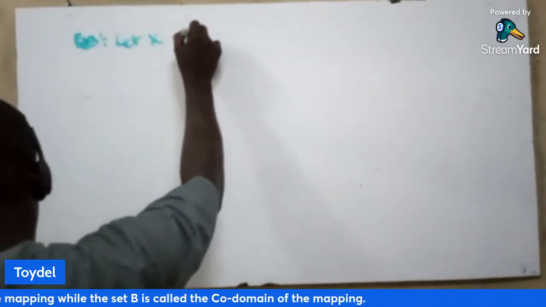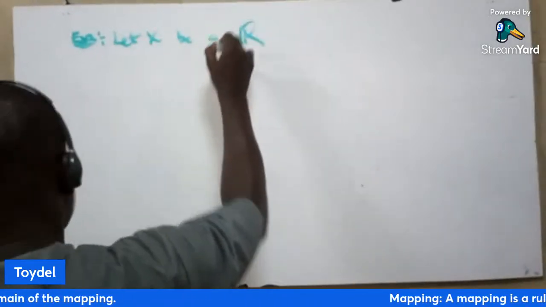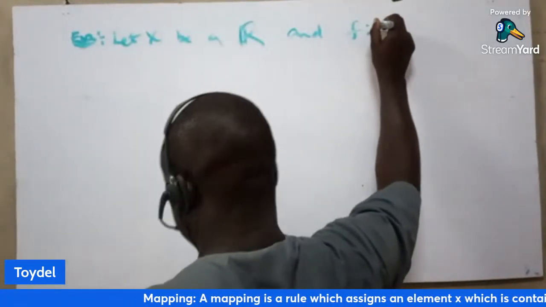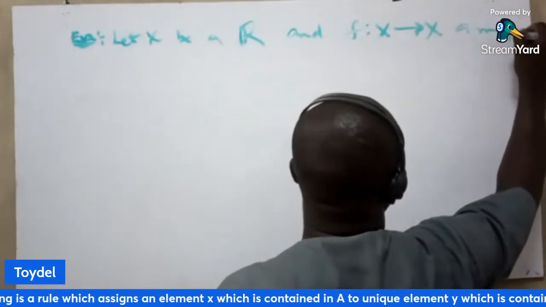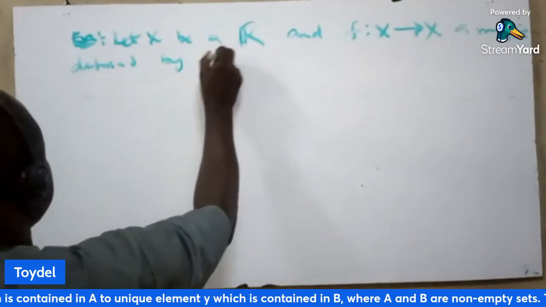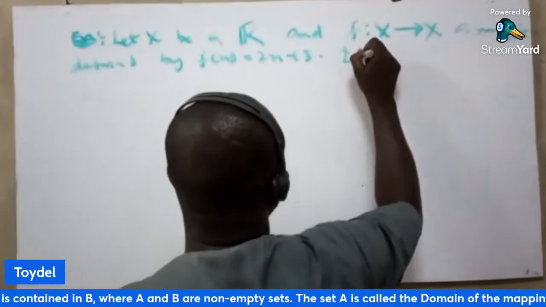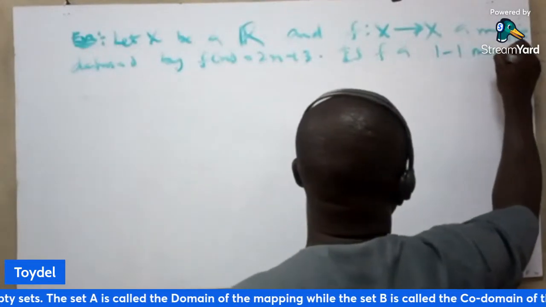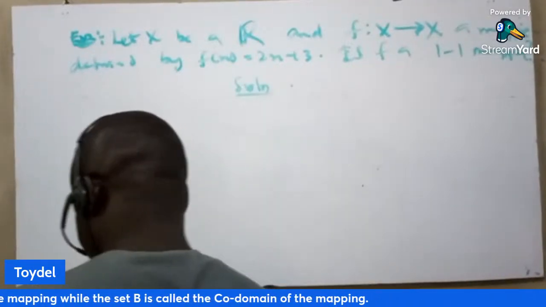Let x be a set of real numbers. We have discussed real numbers. A set of real numbers, and f is a mapping from x to x, defined by f of x is equal to 2x plus 3. So the question is now, is f a one-to-one mapping? So we are the one that will generate that.